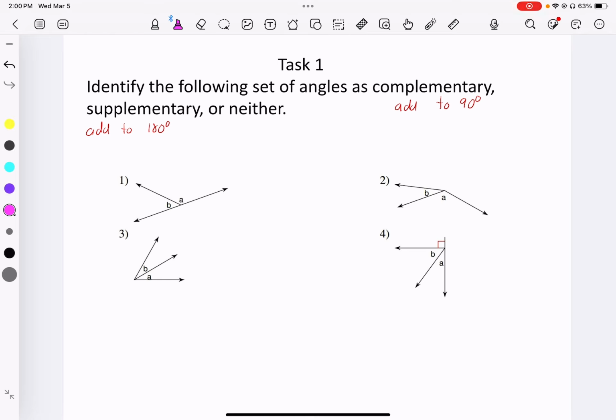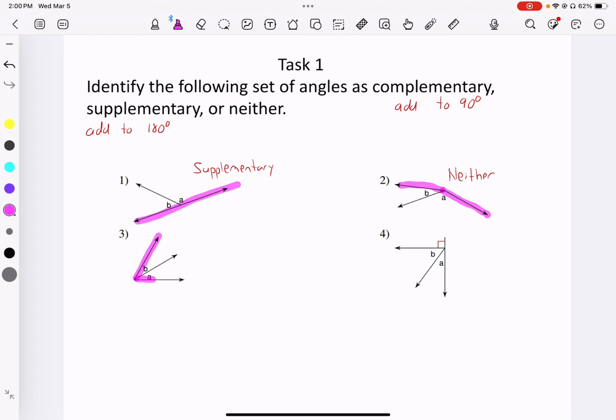So in the first one, angle A and angle B, they form a straight line. So a straight line is 180 degrees, so these two angles would be supplementary. For number 2, they do not form a straight line, and there's no right angle because there's no box there to indicate that we have a right angle. So these two angles would be neither.